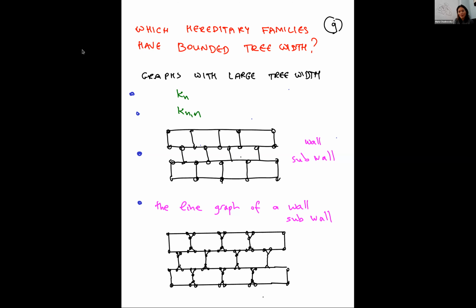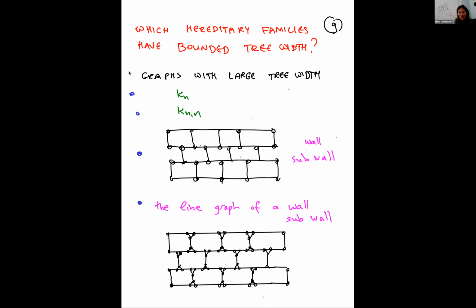There's the big clique: the complete graph of size n has tree-width n-1. The complete bipartite graph K_{n,n} has tree-width n. And that makes sense. It's a very dense graph, so it's far from being a tree, so you should expect it to have large tree-width.